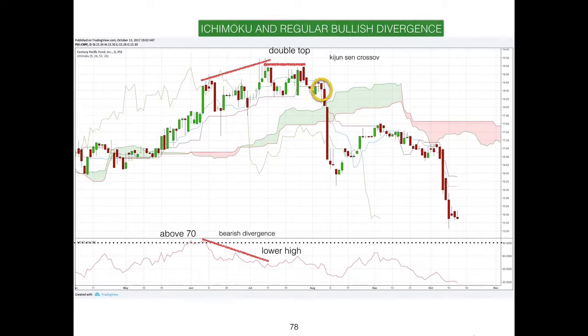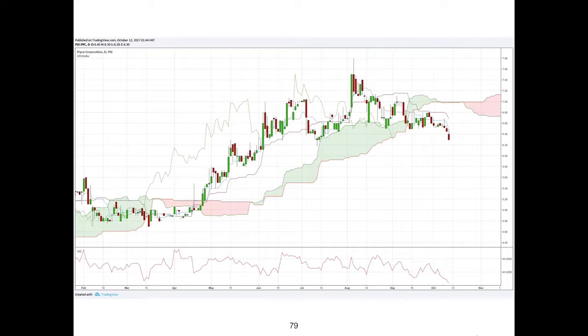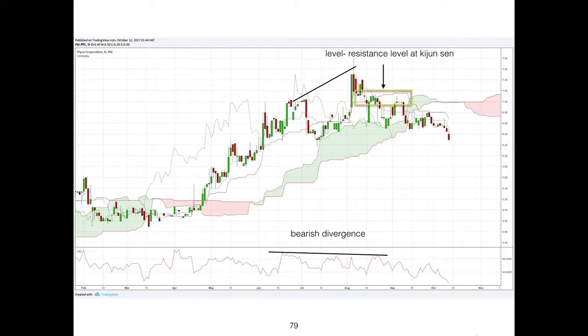There's also a double top. And all the signs that we talked about, the bearish Ichimoku signals that signaled a downtrend. So PPC, same thing, bearish divergence. We see the same scenario. So I guess you shouldn't forget about these signals anymore because we've been repeating it over and over. These are the signs to look out for. Your level is the Kijun-sen resistance level. Your signal is the lower highs. And your trigger to sell are the long red candlesticks.